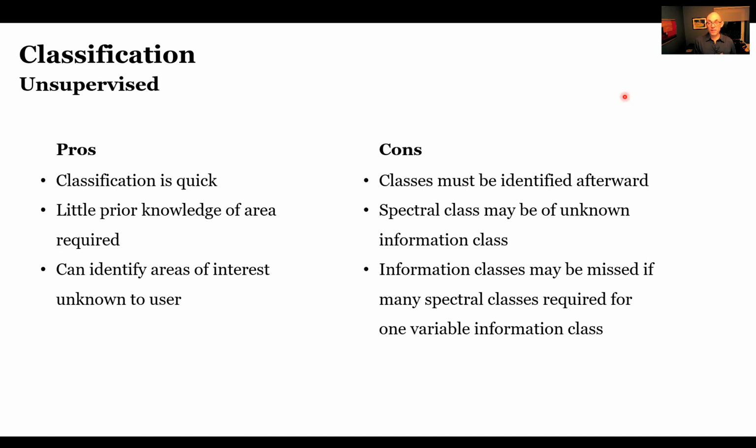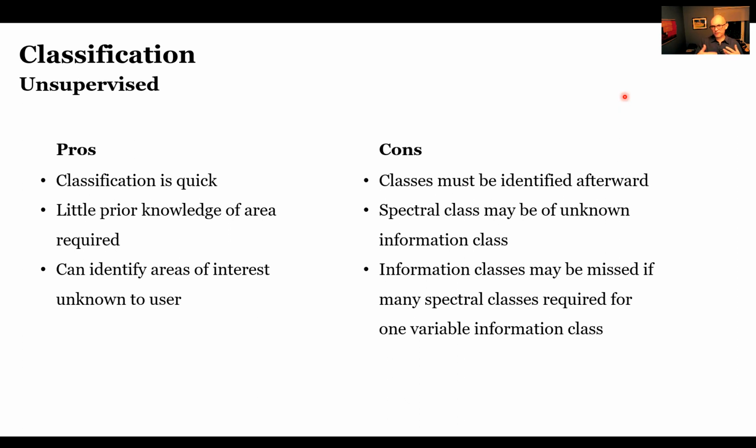And there might be spectral classes, as we've seen before, that are hard to identify, or they may not be entirely unique. The spectral class may be a mess and may belong to 2 information classes. There may be some sort of crossover between them.